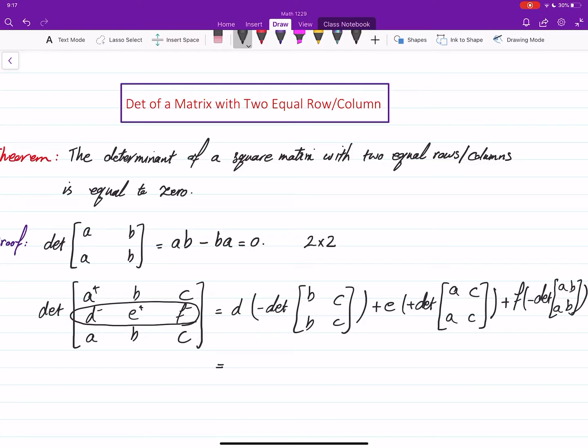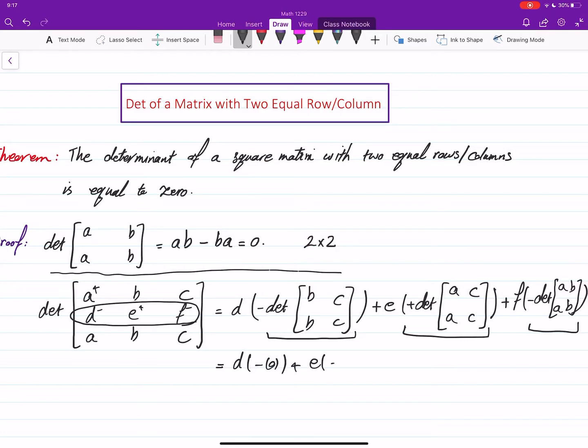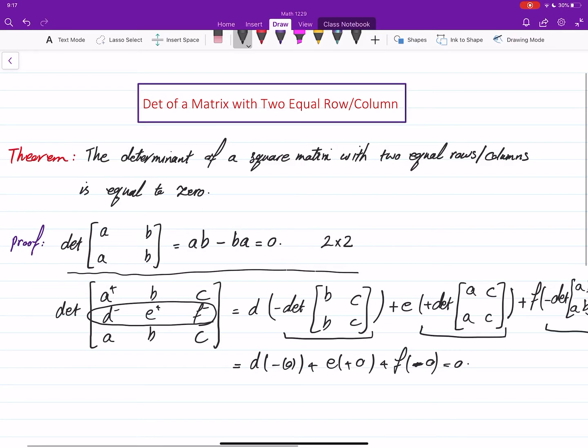And as you can see, all the submatrices will have two rows equal to each other. And we showed that in 2 by 2 matrices, if two rows are equal to each other, then the determinant will be 0. So all the cofactors will be 0 in this case, and that means that the determinant is 0.